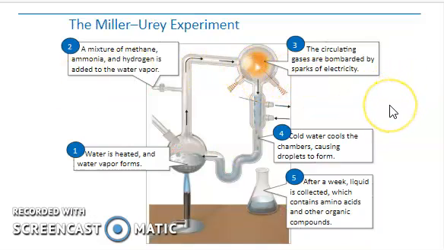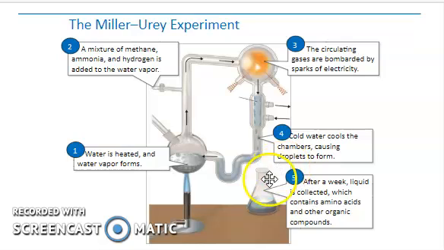All right, so the Miller-Urey experiment. In 1953, Stanley Miller and Harold Urey tried to test the hypothesis that organic compounds could have been produced on Earth. So first step was they heated water and water vapor formed. Then they added a mixture of methane, ammonia, and hydrogen to that water vapor. After that, the circulating gases were bombarded by sparks of electricity. And then cold water cooled the chamber, causing droplets to form.